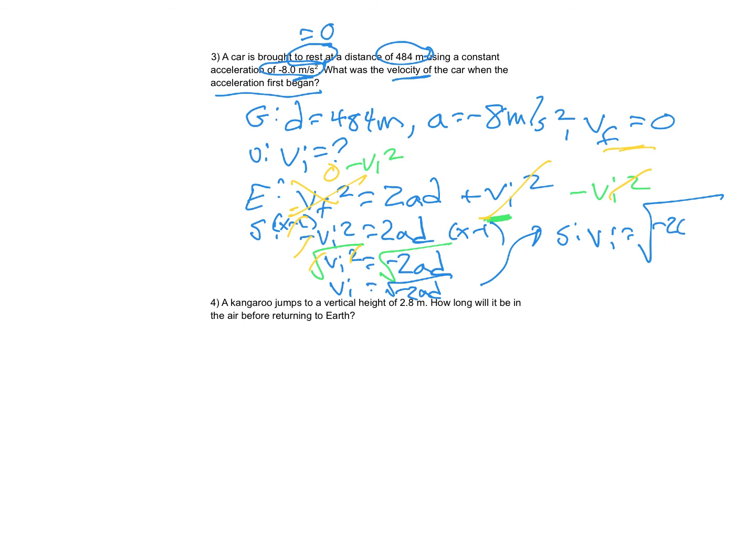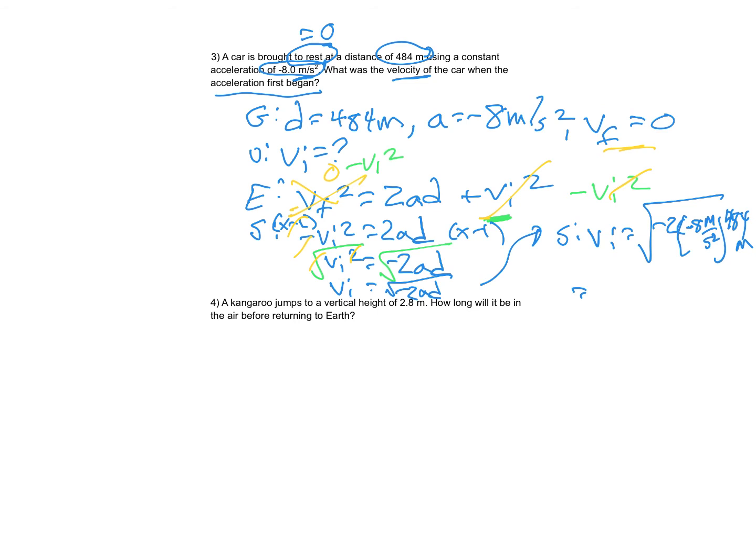And I know it's tempting not to put your units in, but put your units in. It makes sure that you're doing it right. So -8 meters per second squared times 484 meters, right? And so I'm going to plug that in my calculator. The negatives cancel, which is good. That means I'm doing something right, because if I cancel those, then I can do the square root.